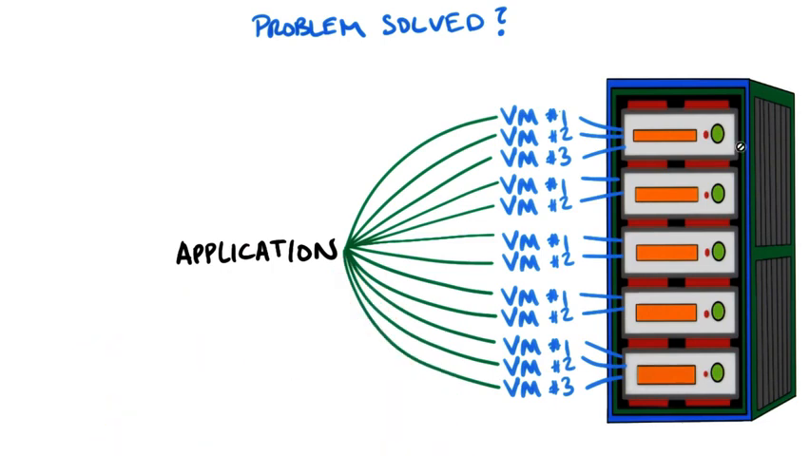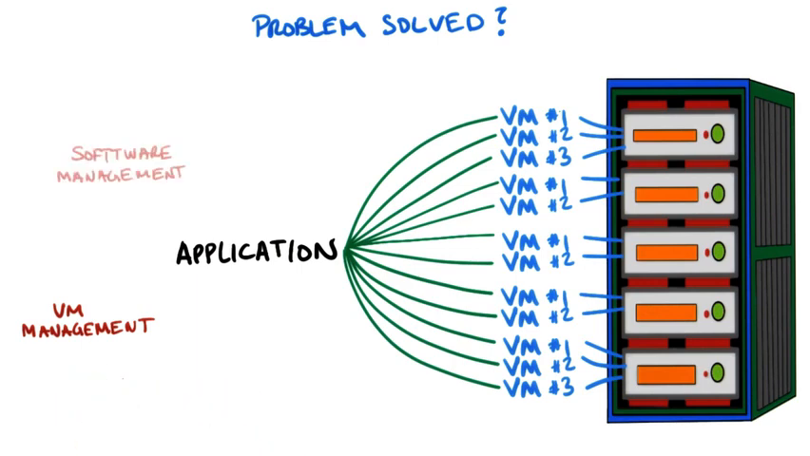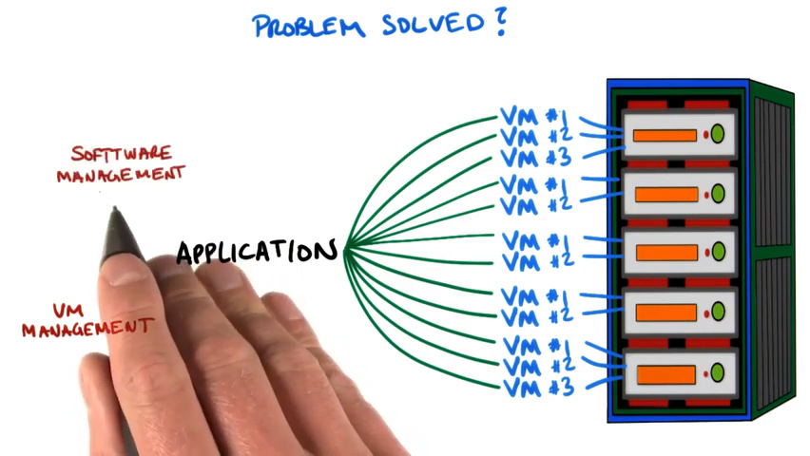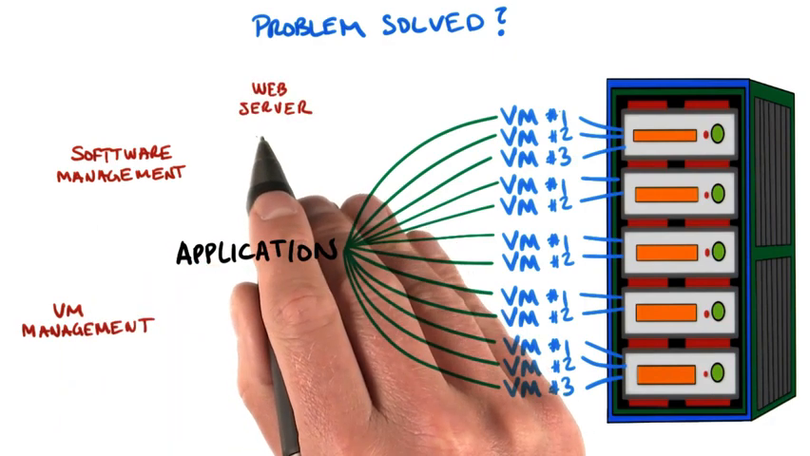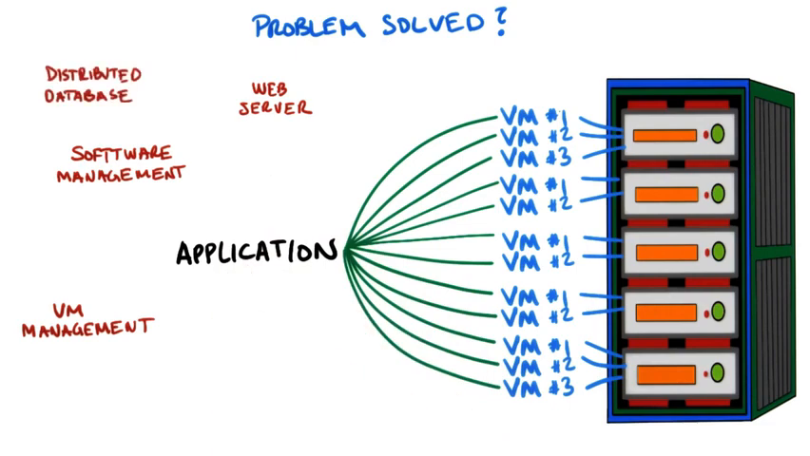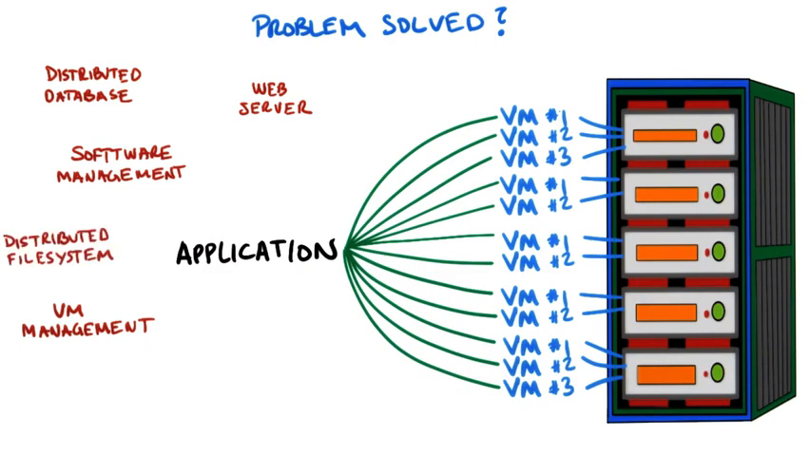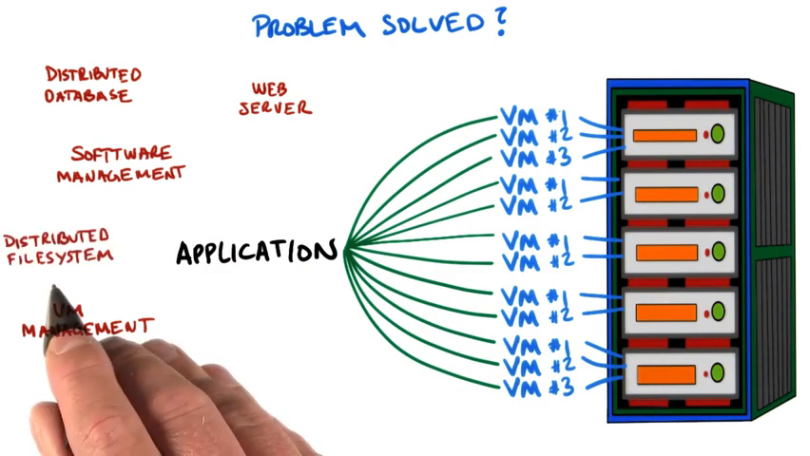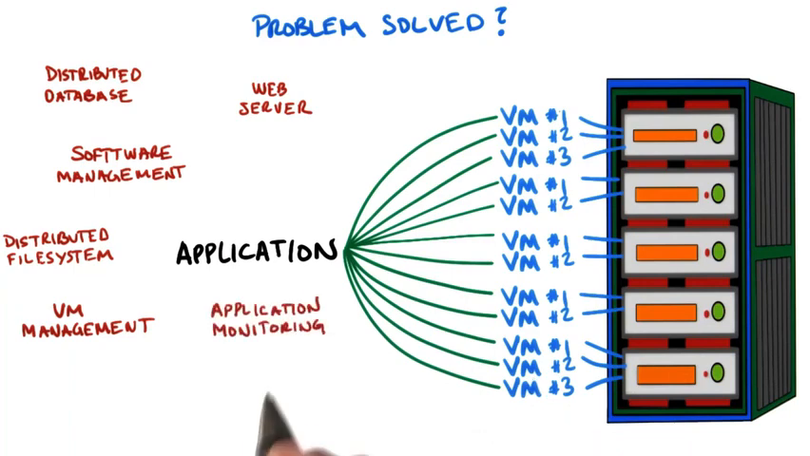Let's look at some of the things you need to think about and take care of. VM management: starting and stopping the virtual machine, operating system images, software management, installing, patching and upgrading. A powerful web server, installing it and configuring it with the correct settings. A distributed database where you can read and write data from all of your virtual machines. A distributed file system where you can read and write data which is accessible from all your virtual machines. Application monitoring with a consolidated view of any problems occurring in your distributed execution environment.